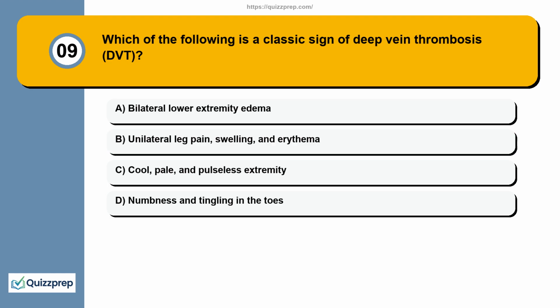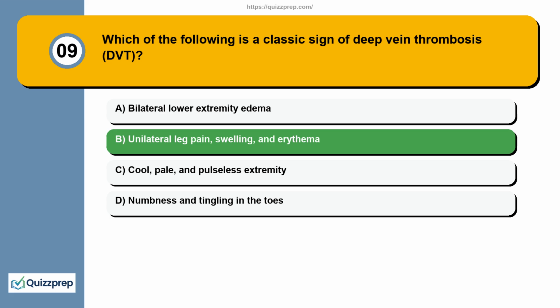Question 9. Which of the following is a classic sign of deep vein thrombosis, DVT? Here are your options. Option A. Bilateral lower extremity edema. Option B. Unilateral leg pain, swelling, and erythema. Option C. Cool, pale, and pulseless extremity. Option D. Numbness and tingling in the toes. The correct answer is option B.